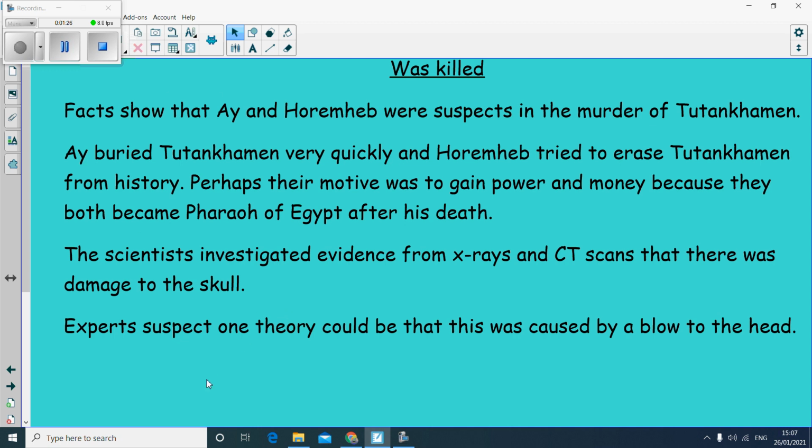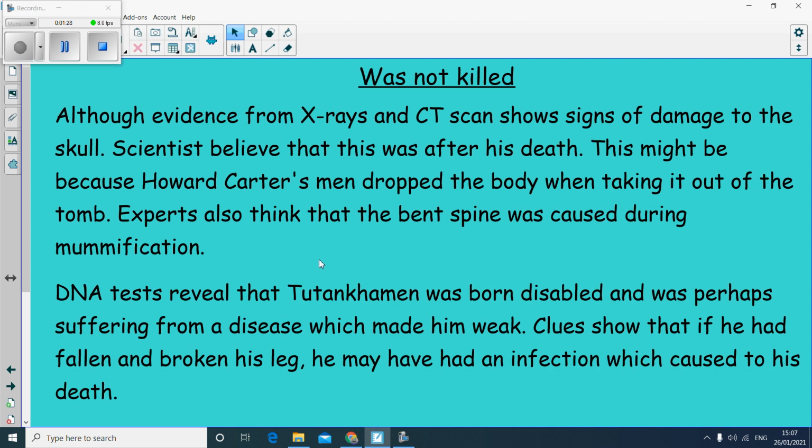If, on the other hand, I believe that he wasn't killed, so I'm answering, was Tutankhamun killed? And the answer was, he was not killed. This is what I would write to back up my answer. Although evidence from X-rays and CT scans show signs of damage to the skull, scientists believe that this was after his death. This might be because Howard Carter's men dropped the body when taking it out of the tomb.